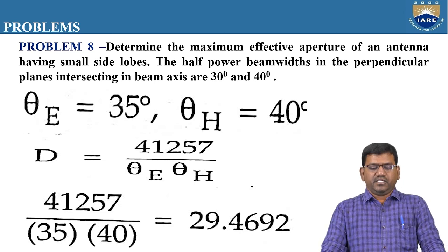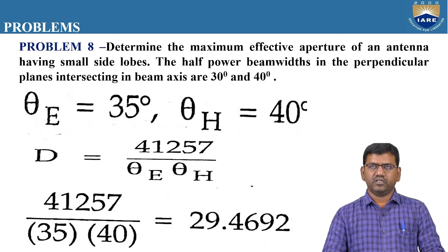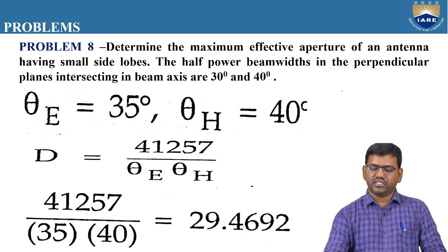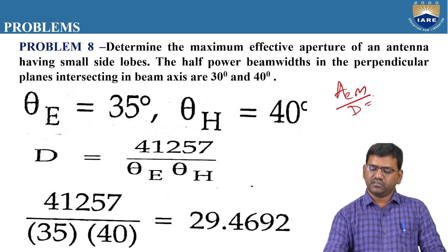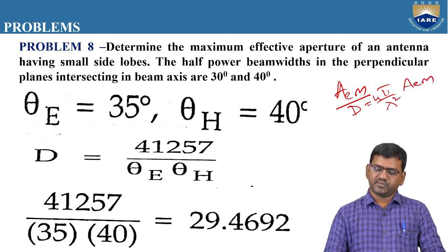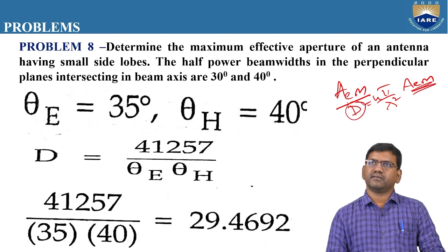We'll see the last problem, that is problem 8. Determine the maximum effective aperture of an antenna having small side lobes. The half power beam widths in the perpendicular planes intersecting the beam axis are 30 degrees and 40 degrees. So we need to determine the maximum effective aperture AEM. We know that D is equal to 4 pi by lambda square into AEM, so from this expression we are going to find the maximum effective aperture. But D is not given in the data, so we need to determine D.